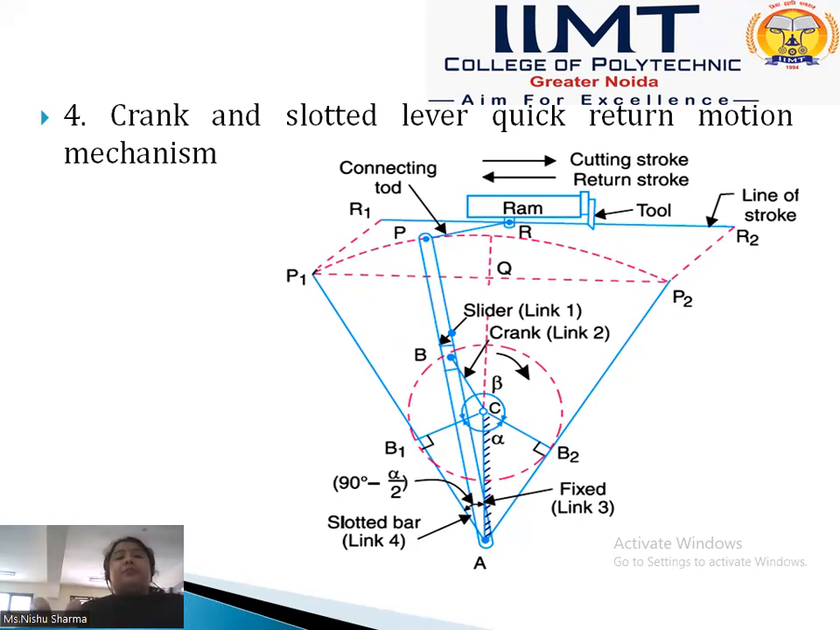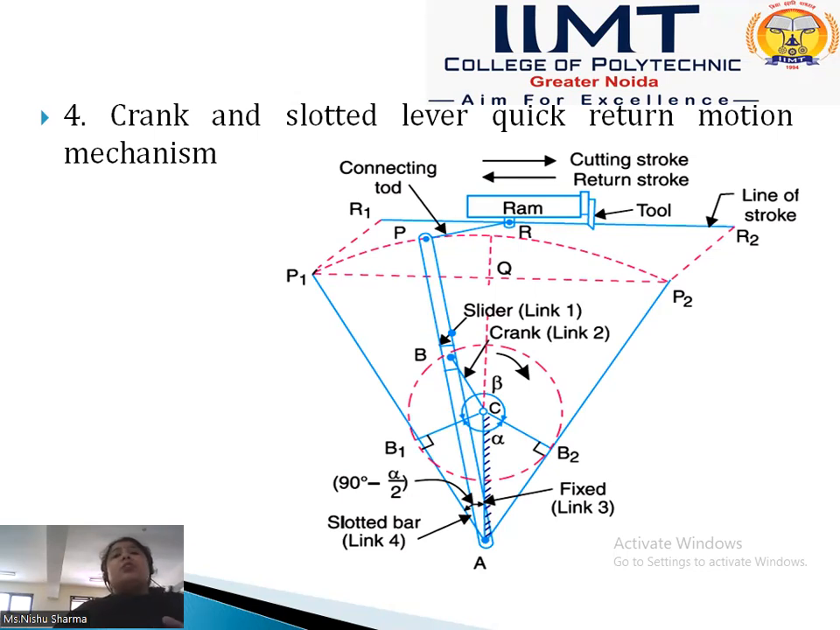Okay, the mechanism is started by a crank. The crank is rotated about a fixed center C, and through the rotation of the crank, the slider, which is placed in a slotted bar, reciprocates. Due to the reciprocation of the slider, the slotted bar AP oscillates about the pivoted point A, and the motion of the slotted bar is transferred to the ram through the connecting rod.